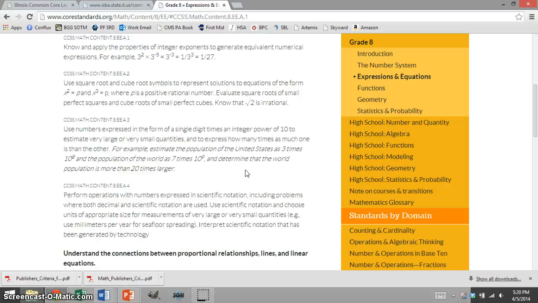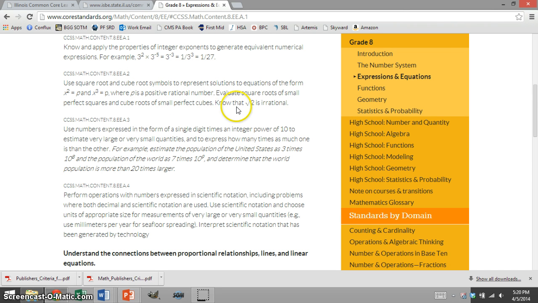Now, you could put pieces of a single standard into different columns. So you might have part of 8EE3, like the estimating part, in the conceptual understanding. Even though estimating is a procedure, I really think what we're getting at is how big is this number, and that to me is a concept. And express how many times bigger is one than another. Yeah, that's a procedure, so you might split that across two different columns.